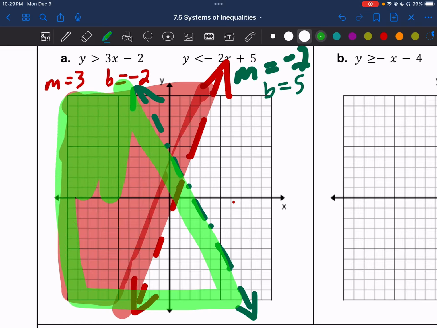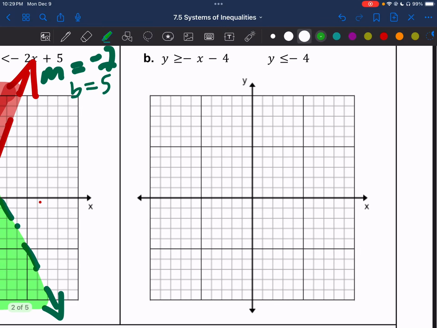Okay, and we're going to see the overlap section appear. And it's going to be that area that's bounded on the left-hand side there. Okay. All right, let's look at letter B.